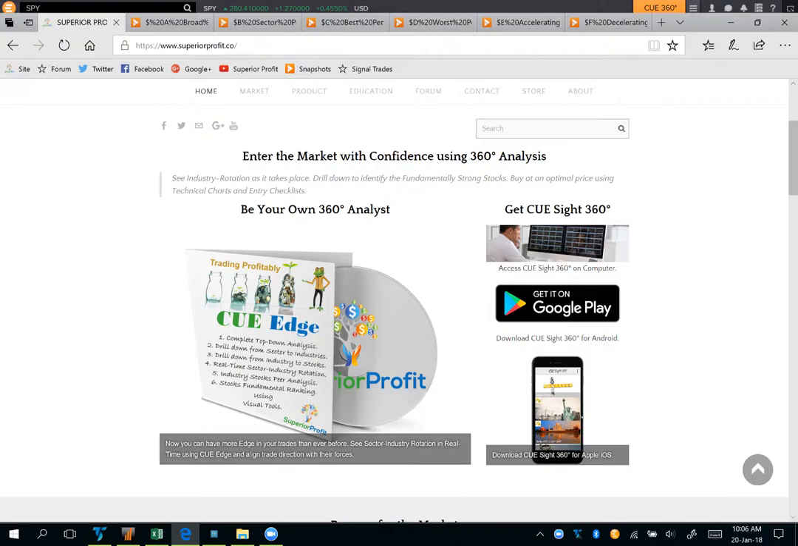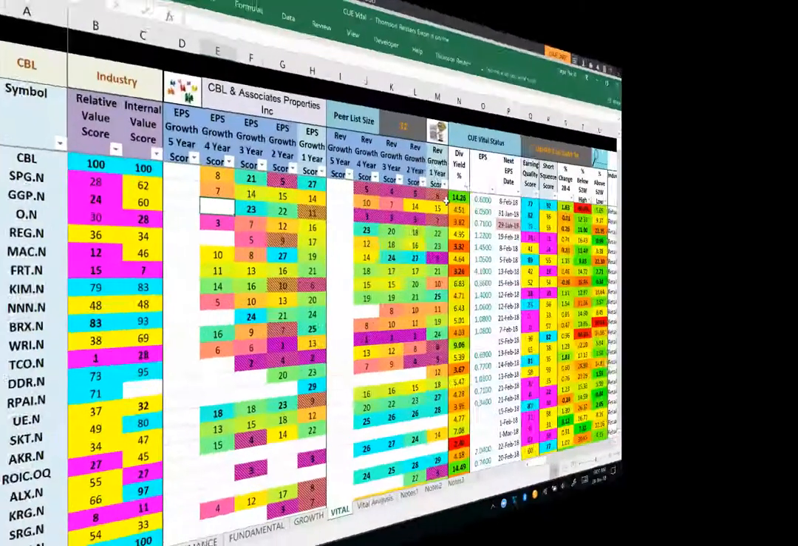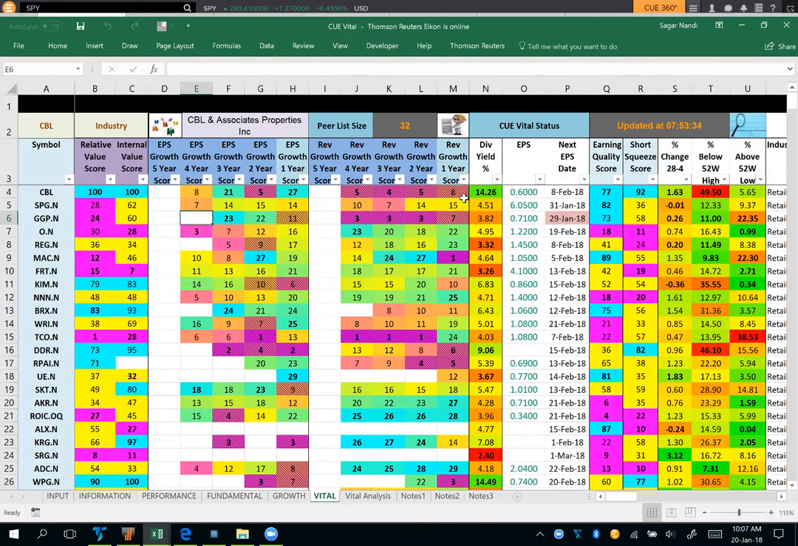Before I end, let me review three stocks that I had discussed earlier. Let's look at these stocks using QVITAL to see their fundamental strength and then look them up on charts. One of them was CBL. It was a real estate stock. I had discussed that it was and is still fundamentally very strong. Best possible score, both for relative and internal valuation, pays a very high dividend, 14%.